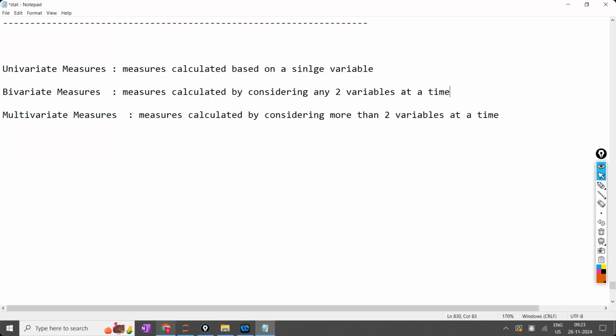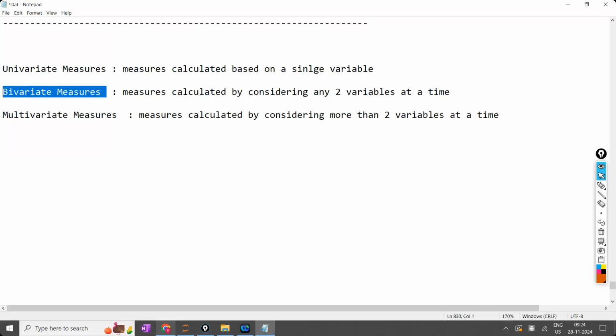Okay. Done. Now coming to the next point: we have covered univariate measures like mean, median, mode. These are all calculated on a single column. Standard deviation, variance, percentiles, quartiles, IQR, all these things, including skewness, are calculated on a single column at a time. Till now, whatever we have done is univariate measures. Now, whatever we are going to do is called bivariate measures.